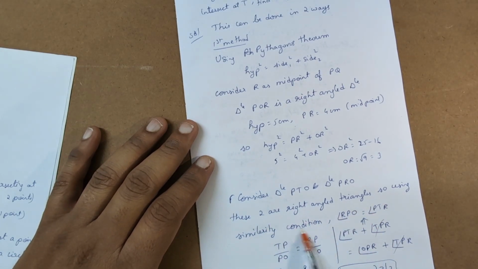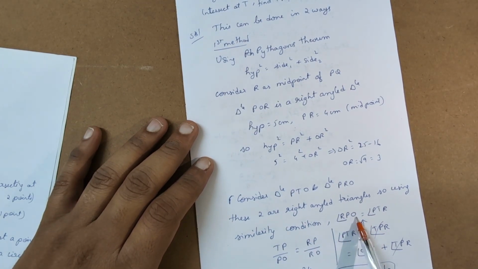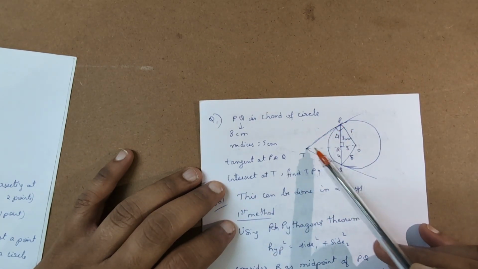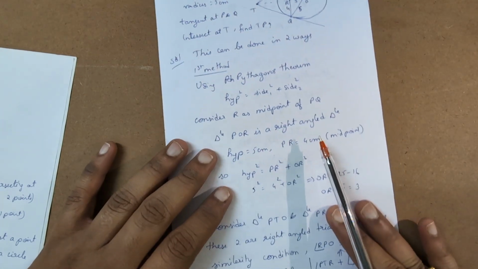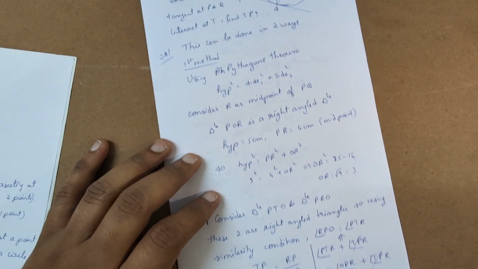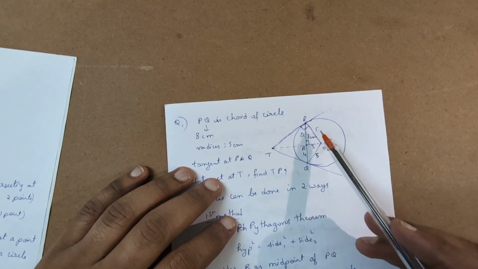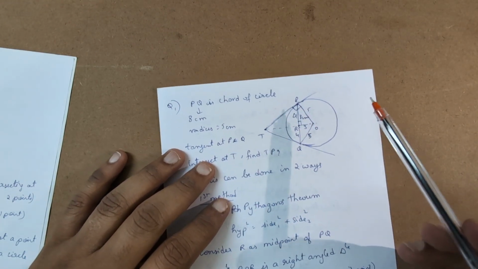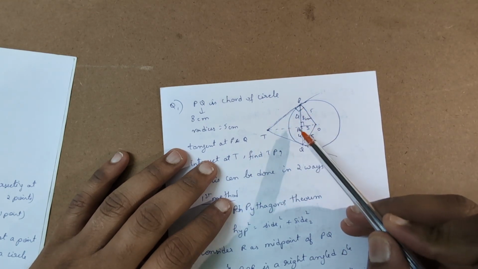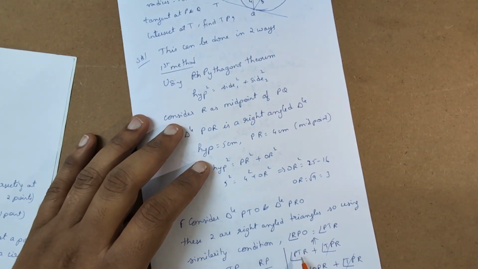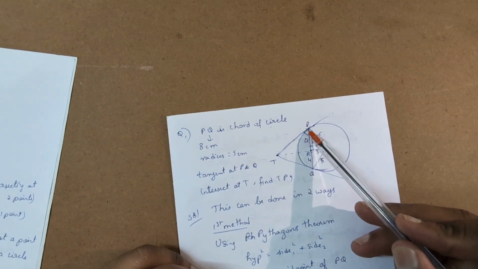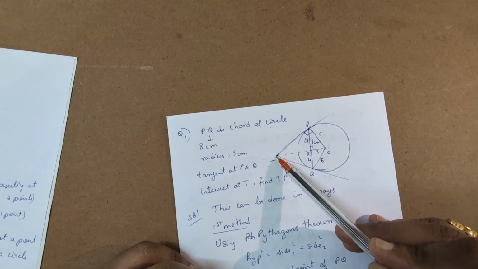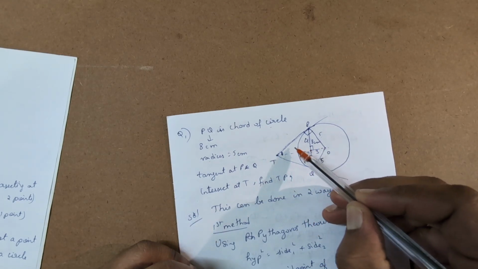There are two right angle triangles, so using similarity conditions, angles RPO and PTR are equal. Like how it is equal, let's see. Angle PTR plus angle TPR. I'm sorry, let's see here. Angle PTR plus TPR, TPR plus PTR. Okay, so angle this and this one.